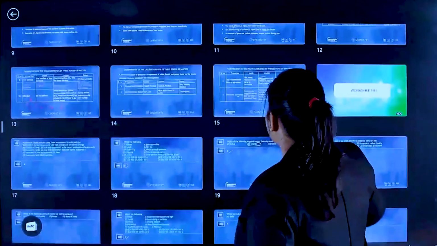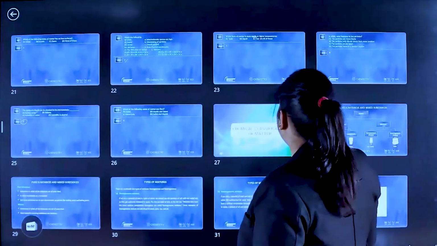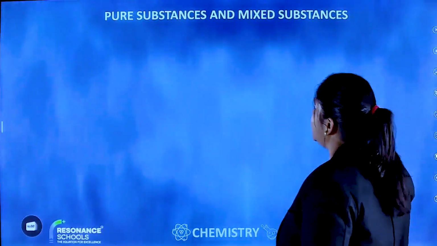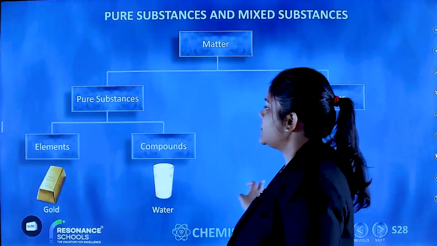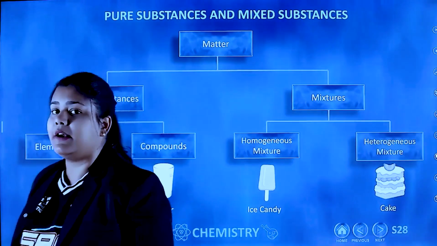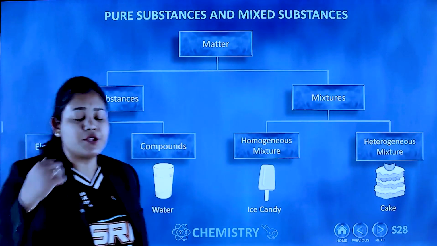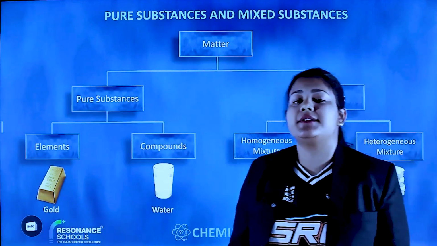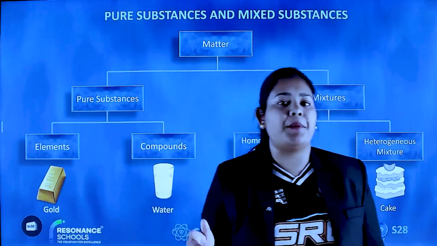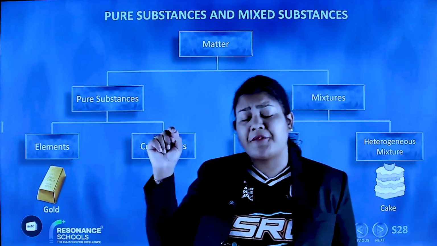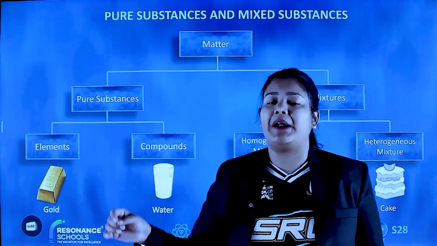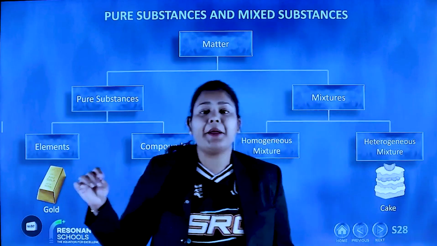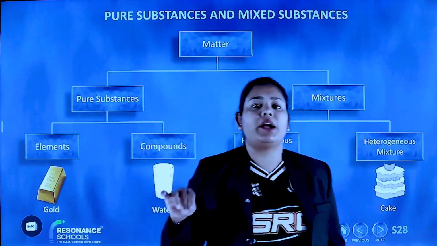After the worksheets were done, we started matter on the basis of chemical classification. So matter on the basis of chemical classification is what? Pure substances and mixtures. Pure substances can be elements or compounds, containing only one type of atom or one type of compound. That is what your pure substance is.